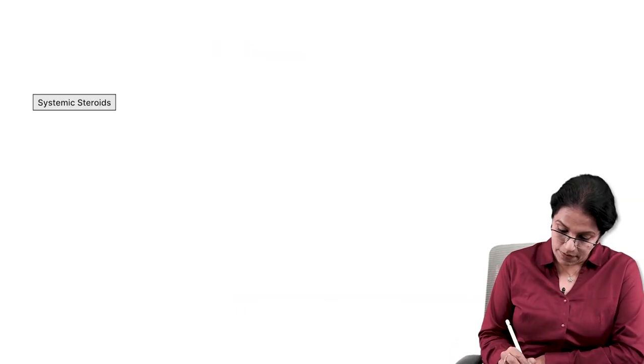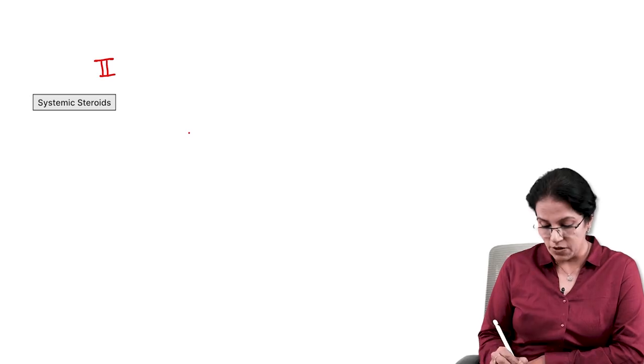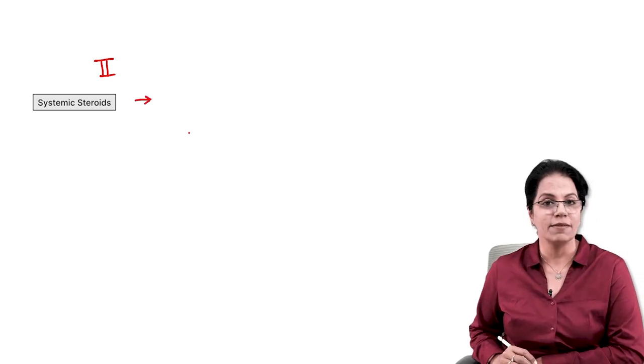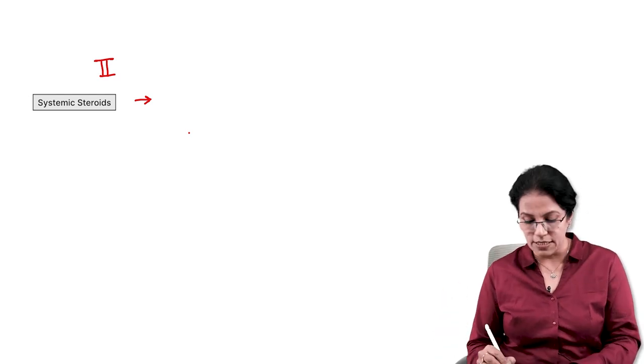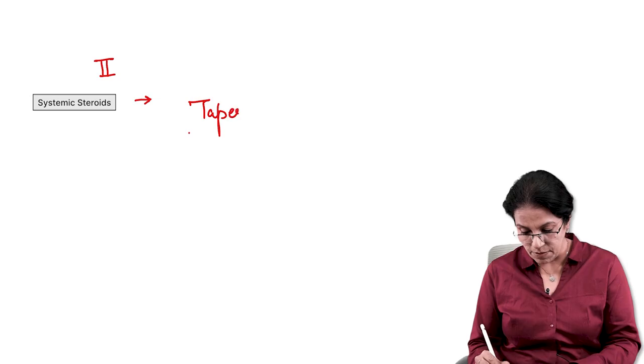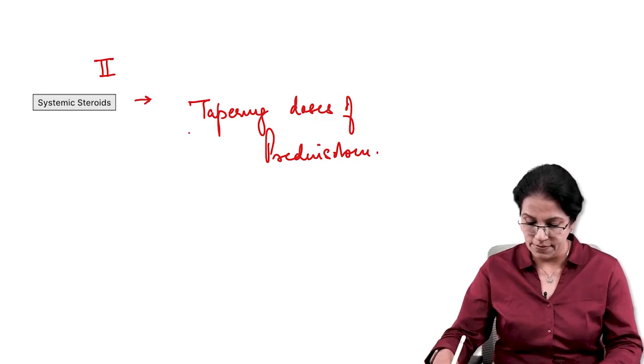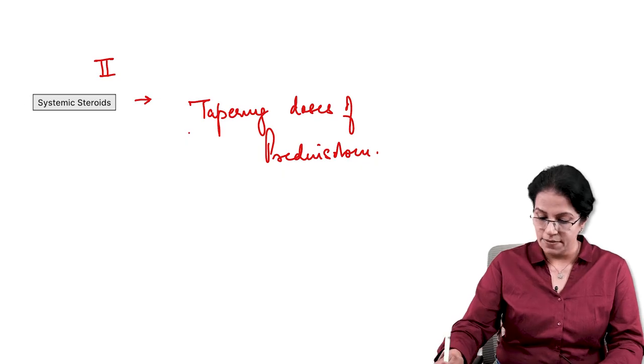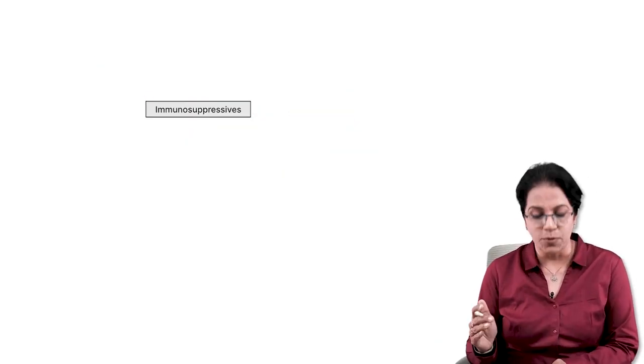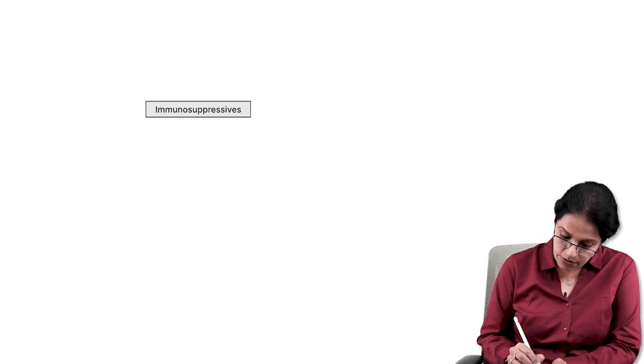This is your second step. If any form of local steroids is not working, you will go for systemic steroids. When we say systemic, we go for tapering doses of prednisolone. Then what is step 3 of the step ladder approach? It is immunosuppressives. So step 3 is we can go for immunosuppressives.